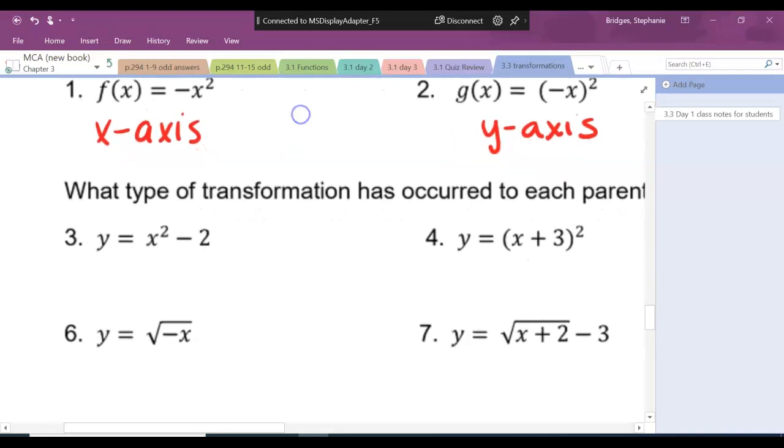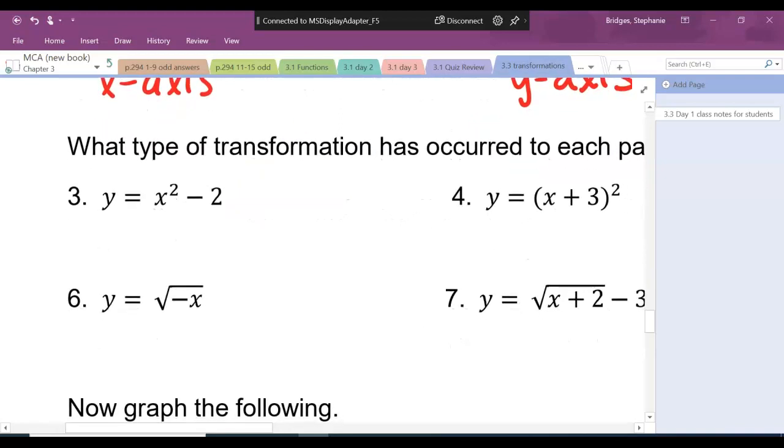Okay, with number 3, let me ask you this. What's my original function? Y equals what? X squared, right? So then it has a minus 2. Is that minus 2 after it's squared or before it's squared? After, okay? So if it is your function, which is x squared, and then a minus a number, that means it's going to go down. How many is it going to go down? 2. Yep. So the transformation for this one is down 2. Does that make a little bit of sense?